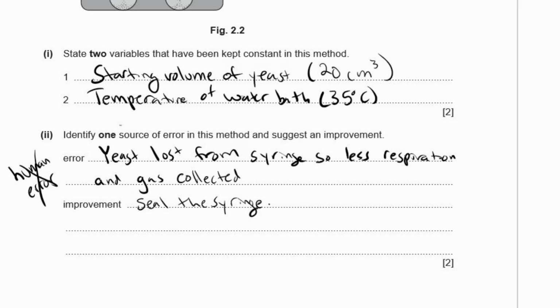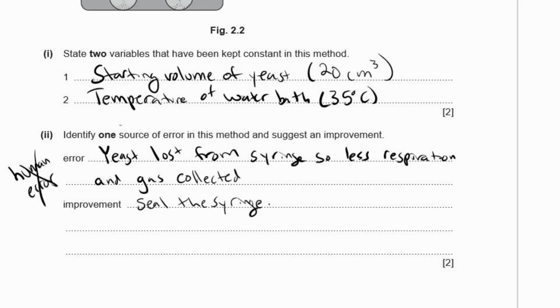Okay, so some other things that you could have written down. You could have said that when they collected the yeast, they might have taken in some air or some froth with the yeast, because if you've ever done an experiment with yeast, you'll notice that there's a lot of froth on the top. So the way to improve on that is to make sure that they fill the syringe from below the level of foam.